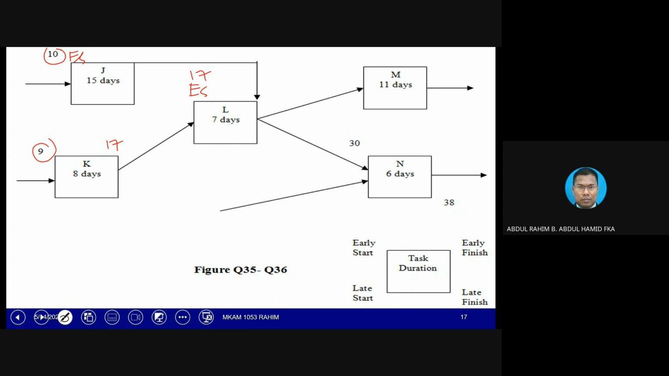J, the early finish of J, 10 plus 15 will be 25. So 25 is one of the values here. If it is 25 minus 7, then it becomes 18. Between 18 and 17, which one is the bigger value? 18 is the bigger value, so 18 is the early start for L. If people answer 17, the answer is wrong.